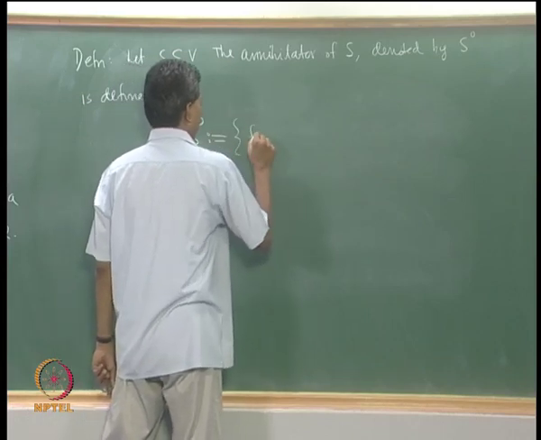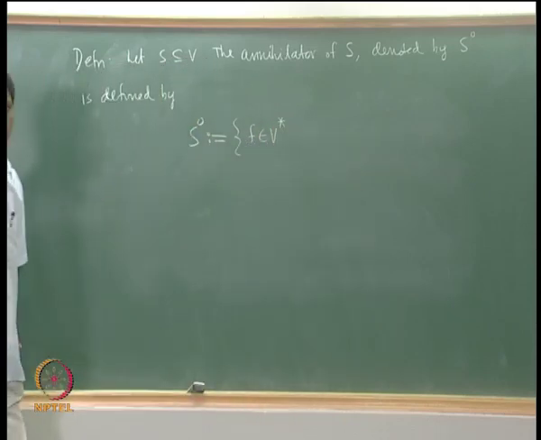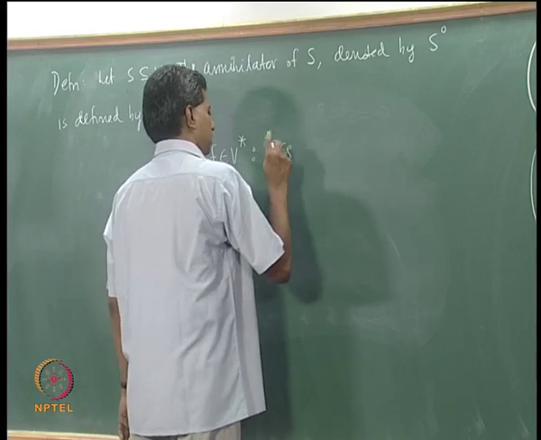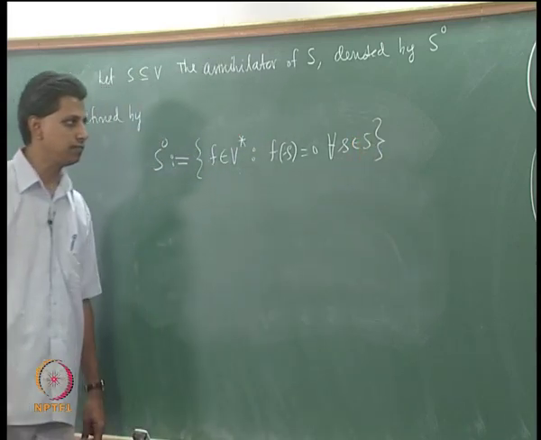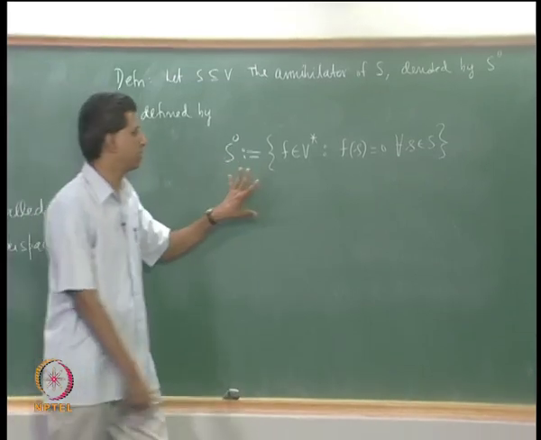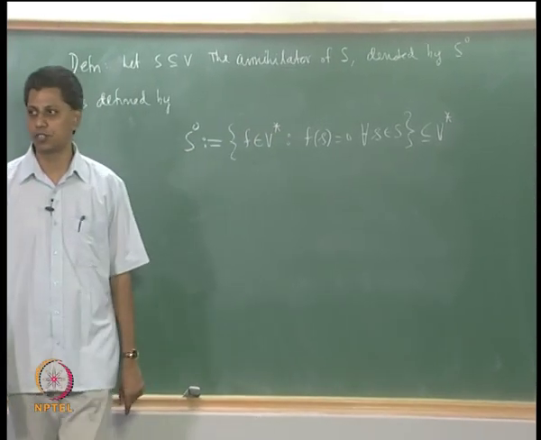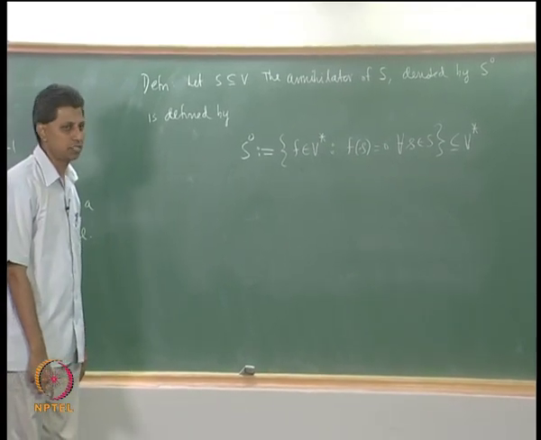S0 is the set of all linear functionals on V that have the property that f of s equals 0 for all s element of S. Set of all linear functionals on V which take every element in S to the 0 number, 0 real number. So this is a subset of V star. The annihilator is a subset of V star. It consists of certain linear functionals.